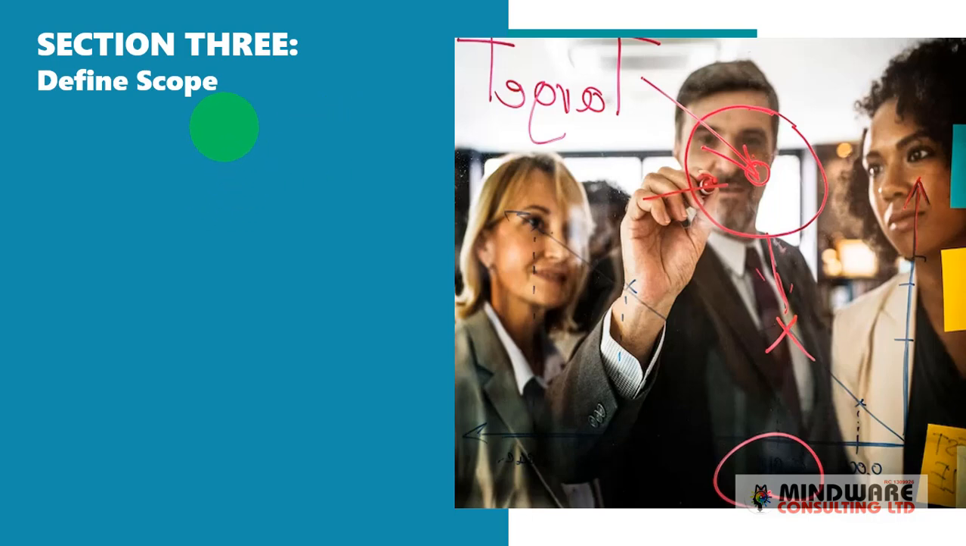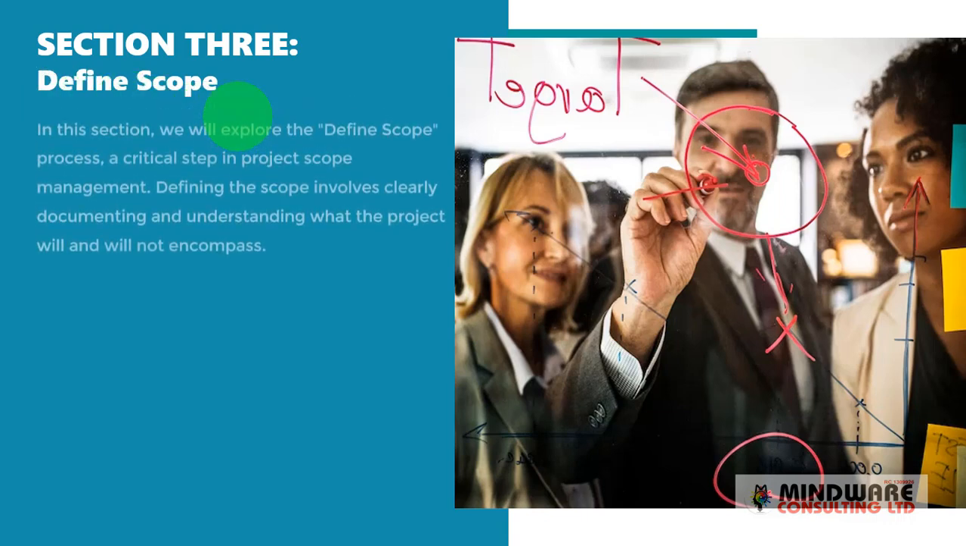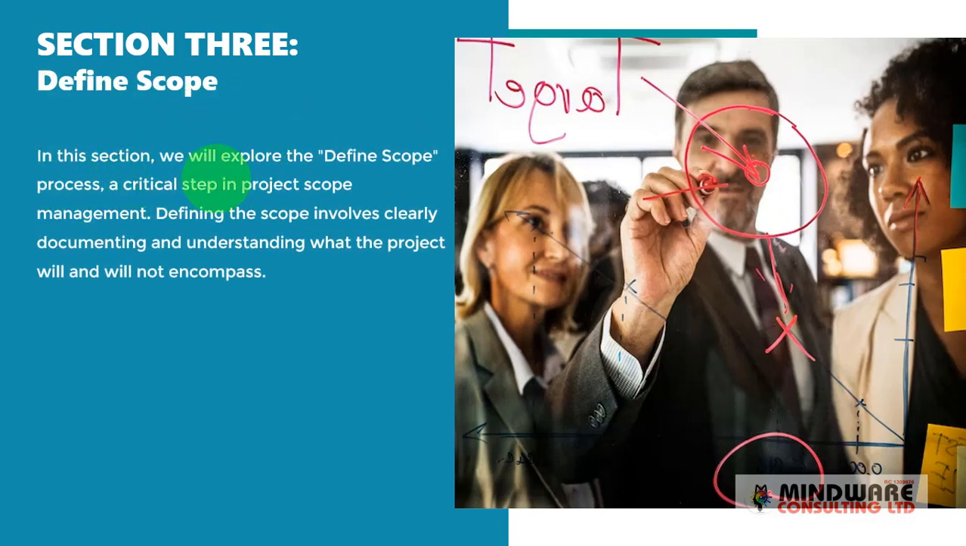In this section, we'll be discussing define scope. In this section, we'll explore the define scope process, a critical step in project scope management. Defining the scope involves clearly documenting and understanding what the project will and will not encompass.